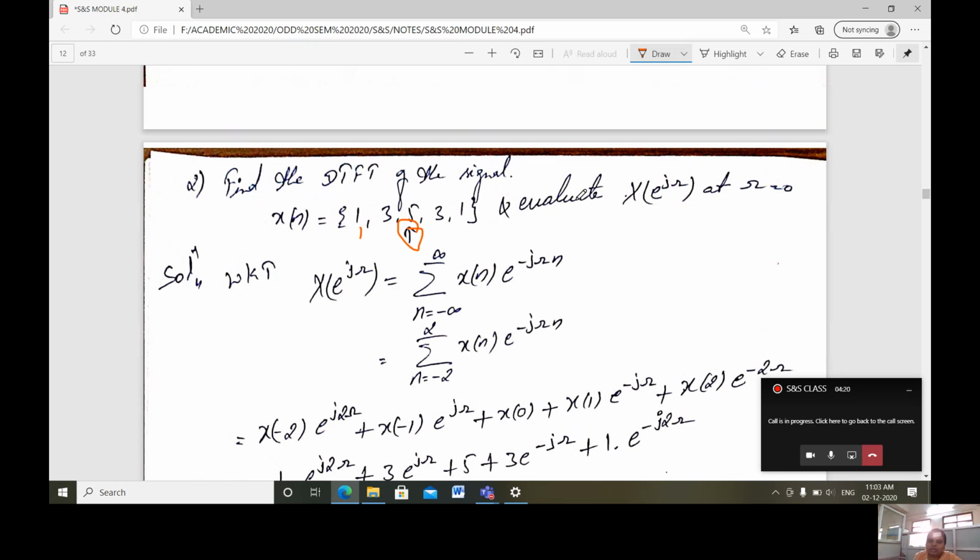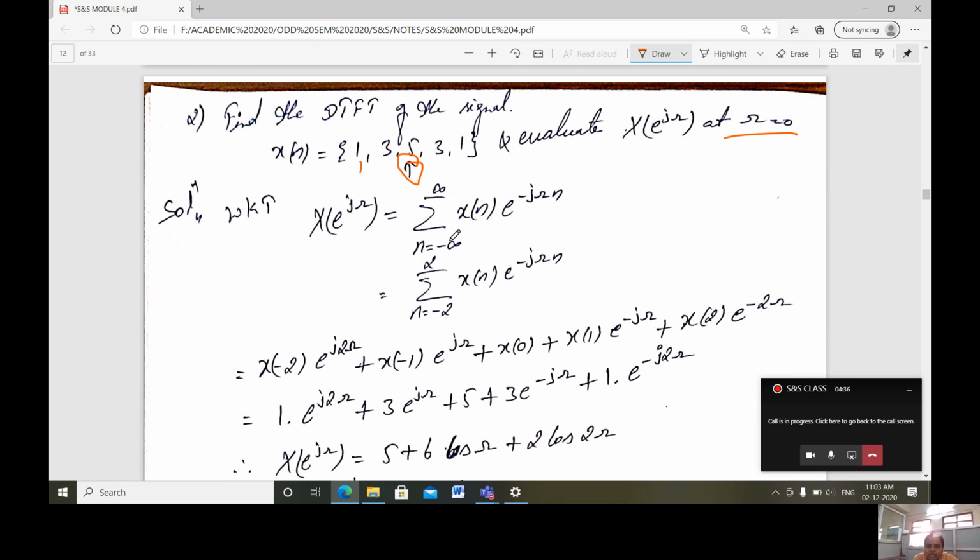What we have to do is evaluate X of e raised to j omega at omega equals 0. We know the equation X of e raised to j omega is the summation for n varying from minus infinity to plus infinity of x of n e raised to minus j omega n. Then for the n value, it is varying: here it is minus 1, here minus 2, and here minus 1, and it is the position. In terms of position, we are going to check in terms of time.